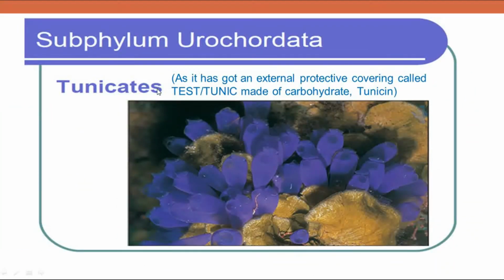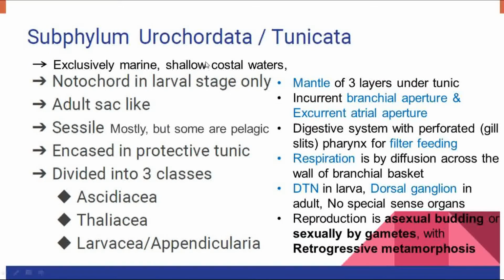Let's go into the details of the Subphylum Urochordata. They are also called tunicates because they have an external protective covering called tusk or tunic. And this tusk or tunic is made up of a carbohydrate called tunicin. Subphylum Urochordata have some special characters. They are exclusively marine, with a shallow coastal water habitat.